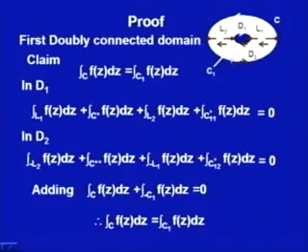Now this we have done for the doubly connected domain. Let us extend this to the triply connected, and then it would be clear that it could be an n-connected domain. So let us see this figure for the triply connected.